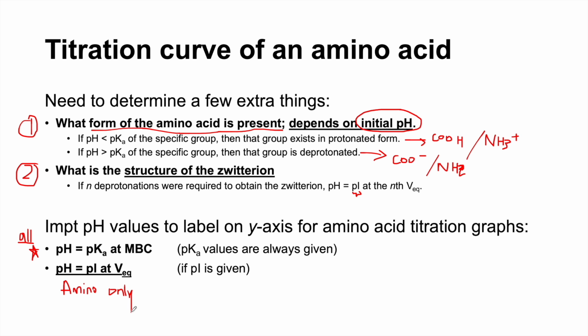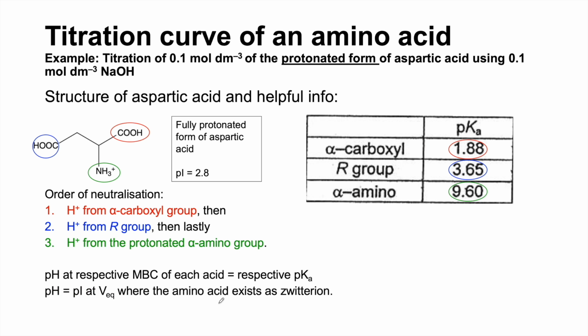Okay, yeah, and then let's move over here to this example. So I'm titrating this 0.1 mole per dm cube. Take note of the fully protonated form of aspartic acid using equal concentration of sodium hydroxide. So I've given you here the structure of aspartic acid in its fully protonated form and some helpful info.